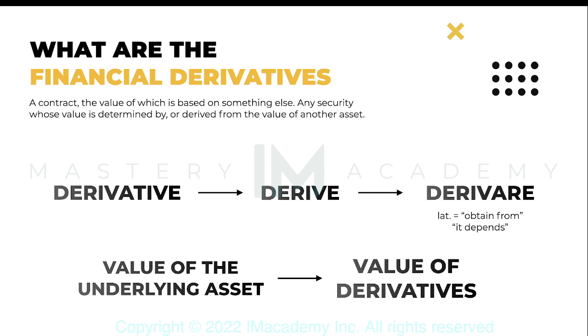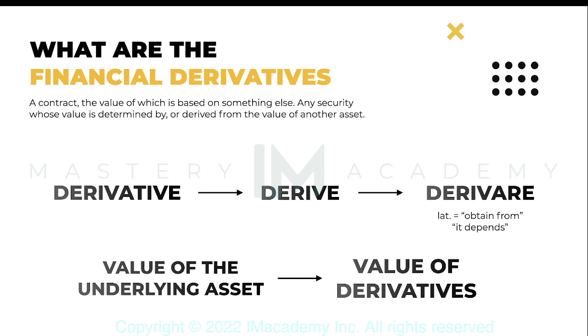Any security whose value is determined by or derived from the value of another asset. And which kind of asset, or what is this something else? Because it might sound confusing. So what is this something else, and which kind of another asset are we talking about? We are talking about the value of the underlying asset. So the value of any derivative comes from something else, from the underlying asset.